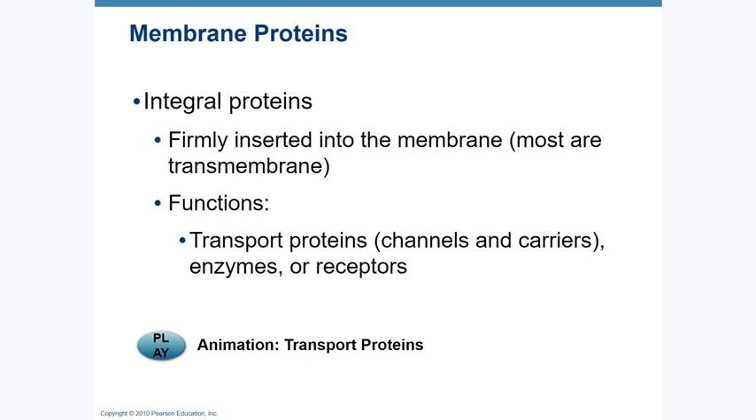We also have membrane proteins. So integral proteins are firmly inserted into the membrane. Most are transmembrane proteins, so they go from one side of the membrane to the other, and typically they function as transport proteins, enzymes, or receptors for cell signaling. So they're either going to let things come in or out, make reactions happen faster, or take in information and tell the cell what to do.